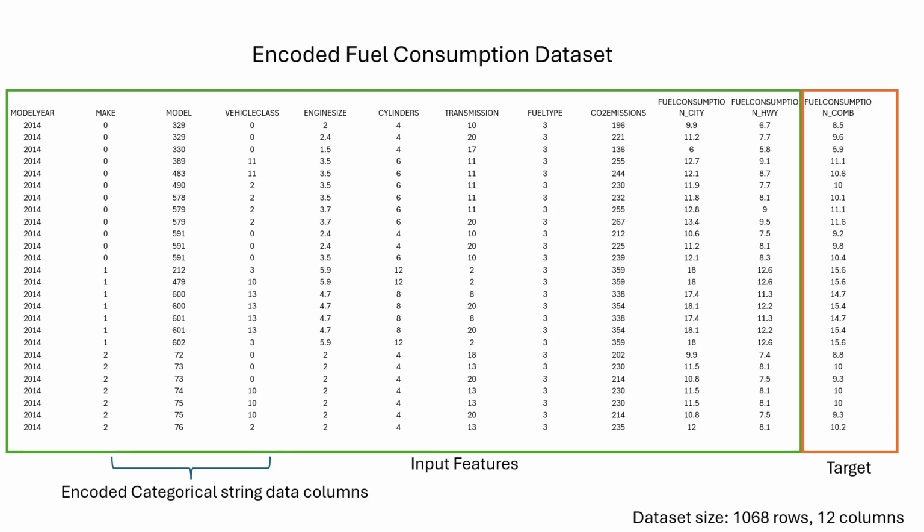This is an example of the dataset after encoding. The make, model, and vehicle class have been numerically converted to integers.